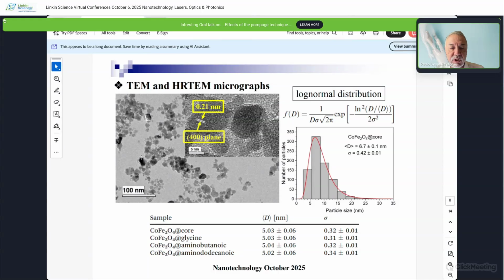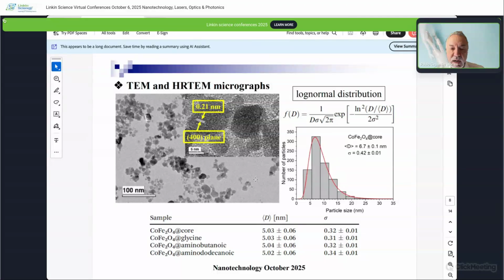At the same time, from the transmission electron microscopy, we can extract the particle size distribution. On the right-hand side, you can see the histogram. We can fit the histogram, like the fitting performed and represented here by the solid red line. So in this particular case, it was just the core, and the mean size was about 6.7 nanometer, and the size dispersity about 0.42. The fitting was performed using the log normal distribution function.